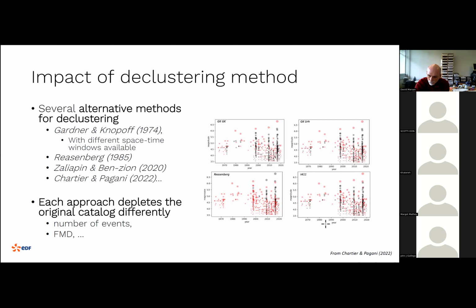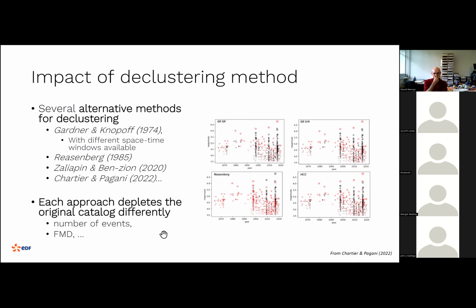By the way, while speaking, I'm noticing that I forgot to mention the model-independent stochastic declustering approach proposed by David and some colleagues as well. So sorry for this missing reference. I will correct it in the presentation later.